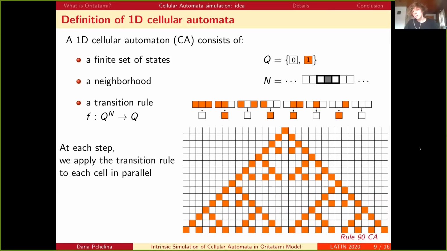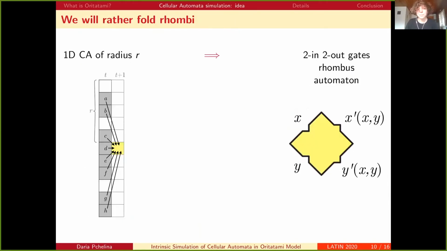Here is a discrete version of Sierpinski triangles. A very important thing to know is that cellular automata are Turing complete. Now we will simplify our task, and instead of folding a cellular automaton, we will fold a 2-input-2-output gates Rhombus automaton, which has 2 input neighbors and 2 output neighbors.